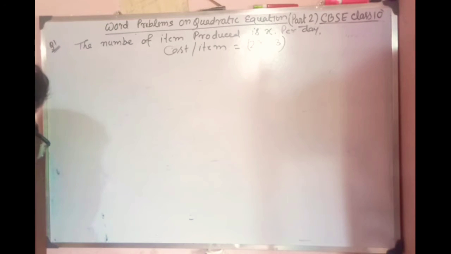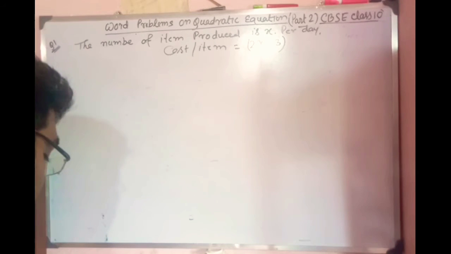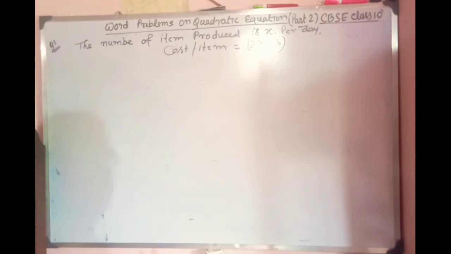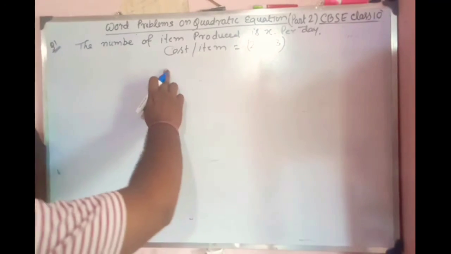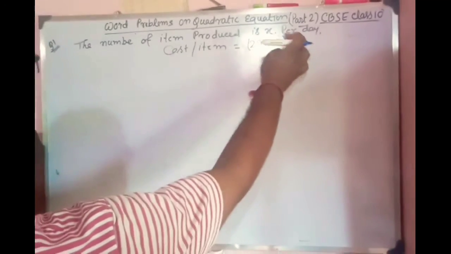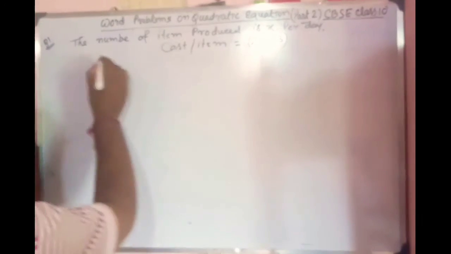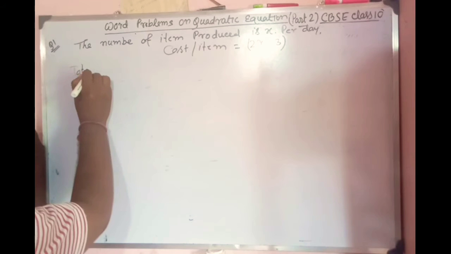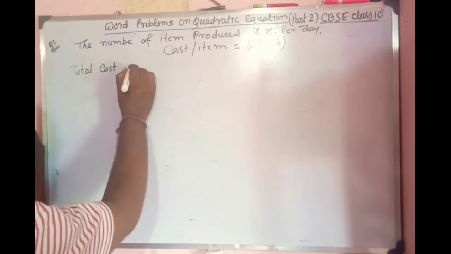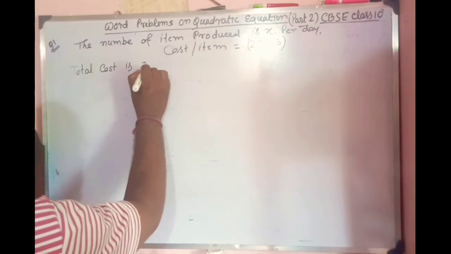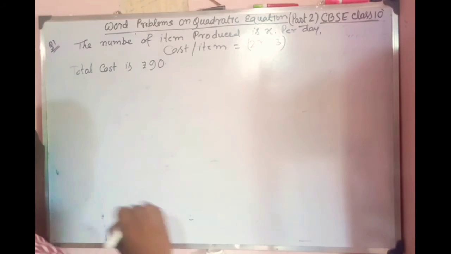Now here it is given that if the total cost of production on that day, so the total number of items produced is x and the total cost per item is 2x plus 3. So the total cost is rupees 90 per day.